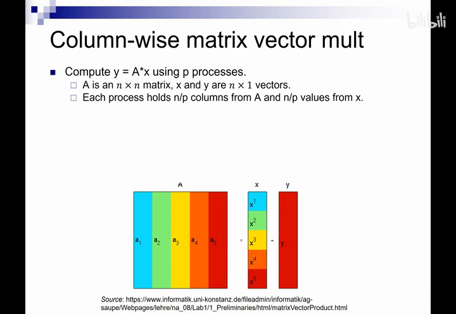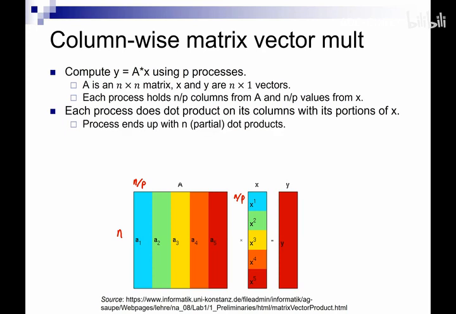Now let's say that A is an n by n matrix, and then x is going to be an n by 1 vector. And let's say that you have p processes. In that case, we are going to have n rows over here, and each process is going to have n divided by p columns of the matrix. We're also going to assume that each process has n divided by p values of the vector. So each process doesn't have the entire vector. It's only got a certain part of the vector.